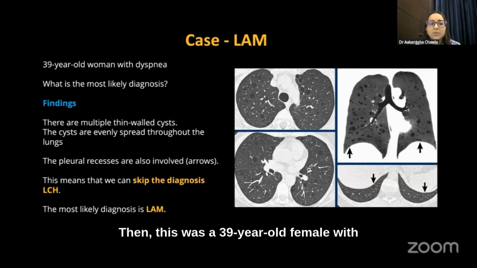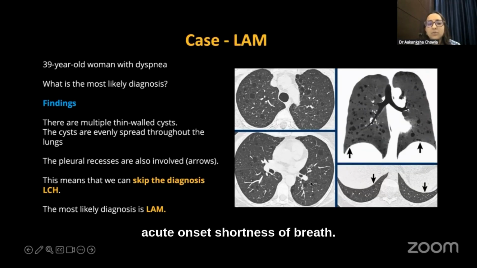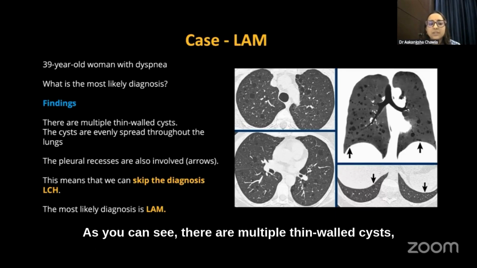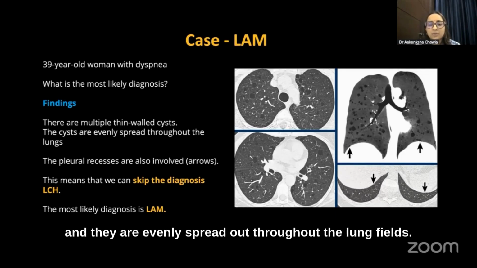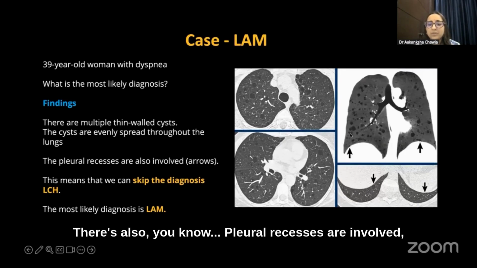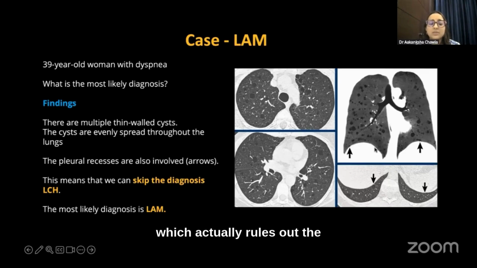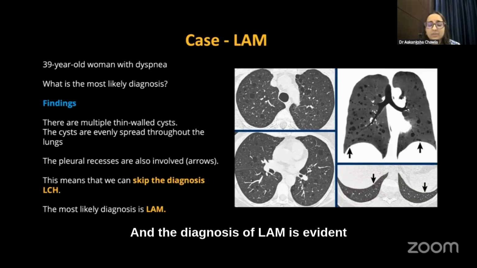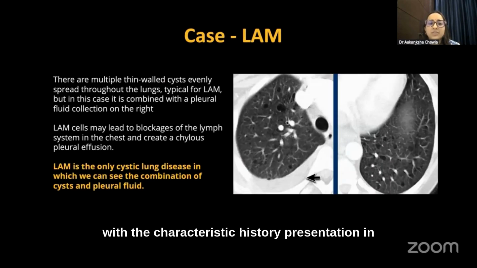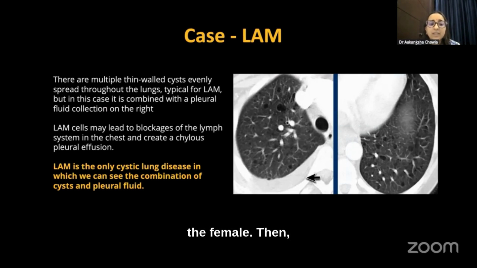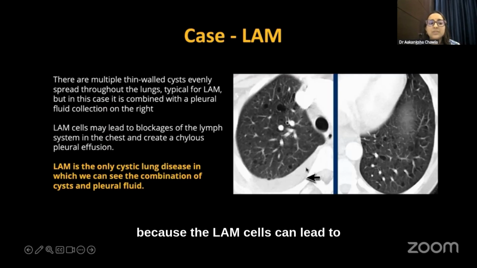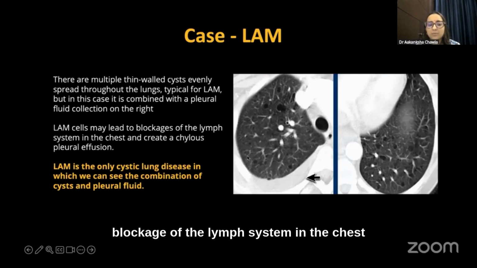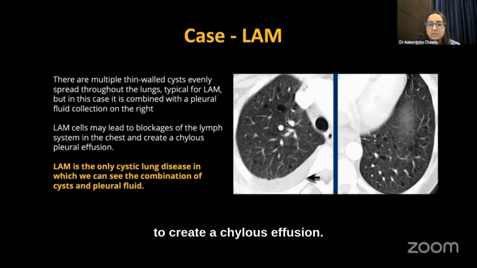Then this was a 39-year-old female with acute onset shortness of breath. As you can see, there are multiple thin wall cysts, and they are evenly spread out throughout the lung fields. There's also involvement of the pleural recesses, which actually rules out LCH, and the diagnosis of LAM is evident in this patient with the characteristic history, presentation, and being female. Then LAM is the only cystic lung disease which presents with a combination of pleural effusion and a chylous effusion, because the LAM cells can lead to blockage of the lymph system in the chest to create a chylous effusion.